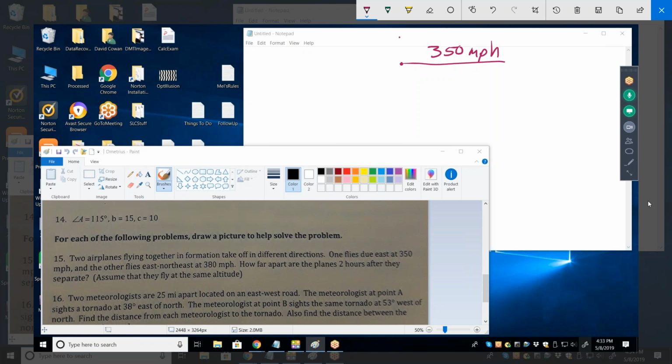In other words, this is north, right? So east, northeast means that. So that's 45 degrees, and that's important. We need that information. And it's flying at 380 miles per hour. And they want to know how far apart the planes are 2 hours after they separate.